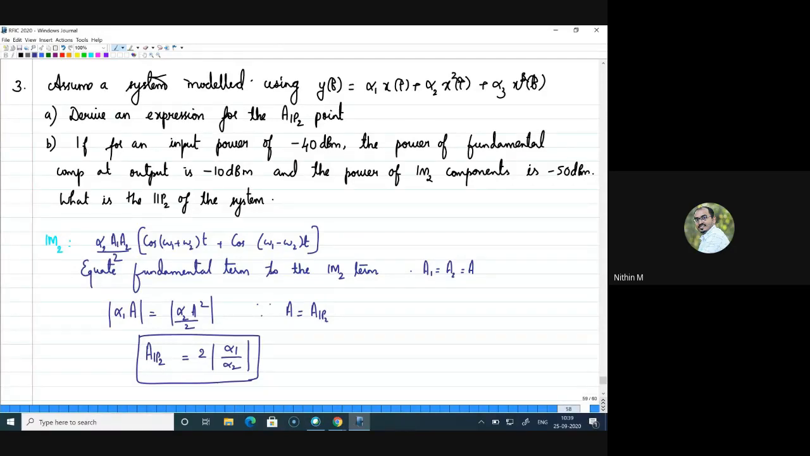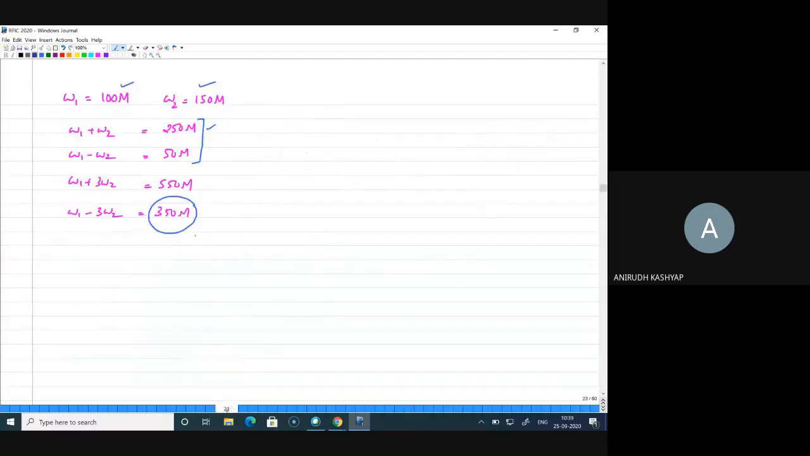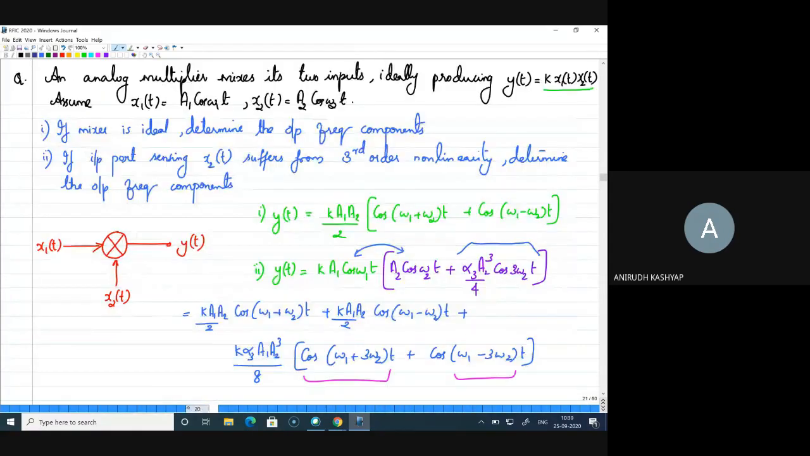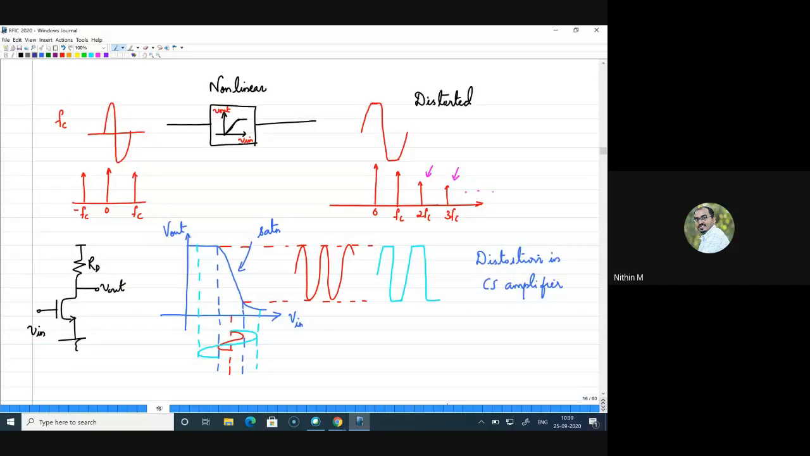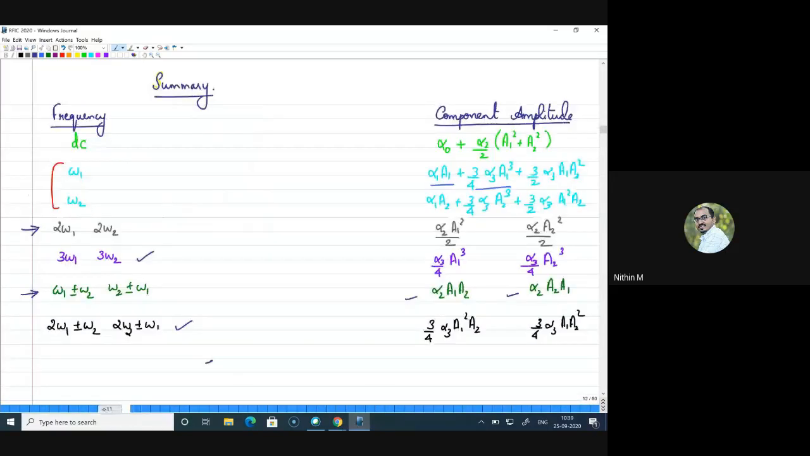Anirudh, you can unmute. Sir, once we evaluate the sum, since the two cos terms have the same amplitude, after adding the two cos terms, the 1/2 gets cancelled, I think. It'll be 2 times alpha 2 into A1 into A2 by 2, so the 2 gets cancelled. Yeah, I think that is correct. Let me just check. Here probably I have written only the coefficient there, right? The individual coefficient. Yes, sir. Okay.